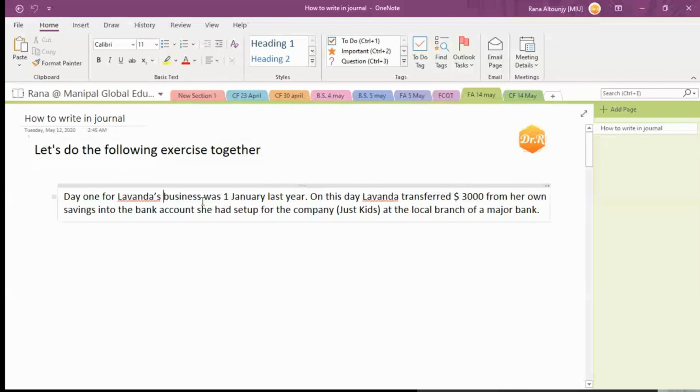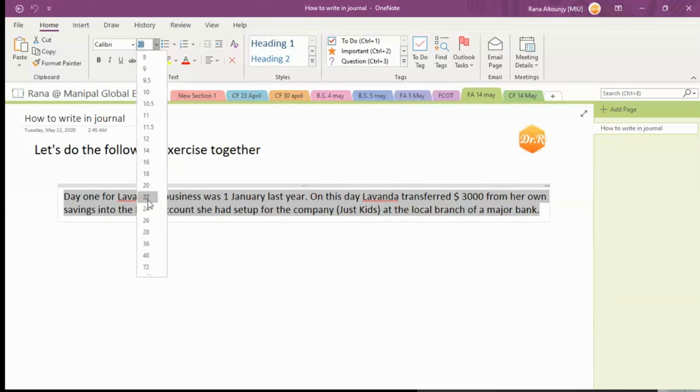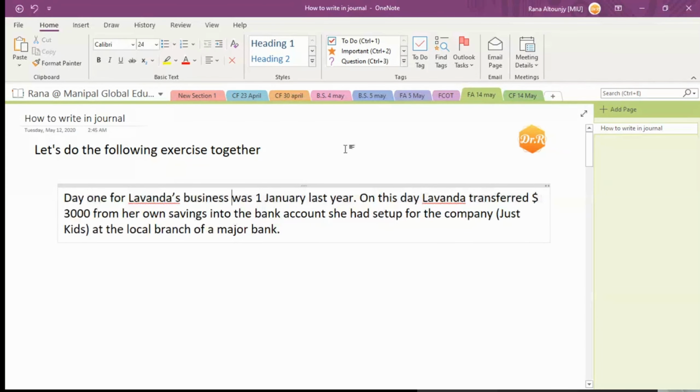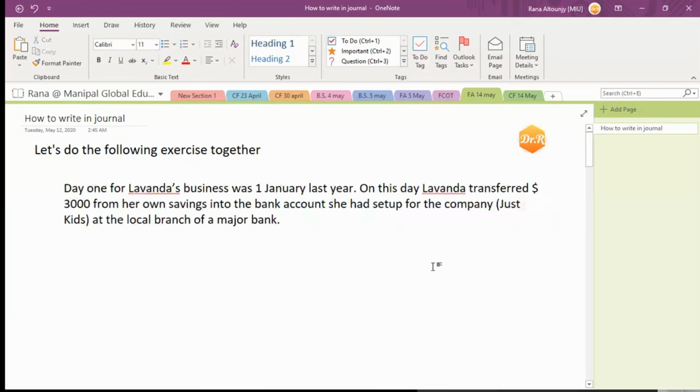Let's see the first transaction. Here we are talking about a new company called Lavance Business. What is the first transaction? Day one of Lavance Business was 1st of January last year.